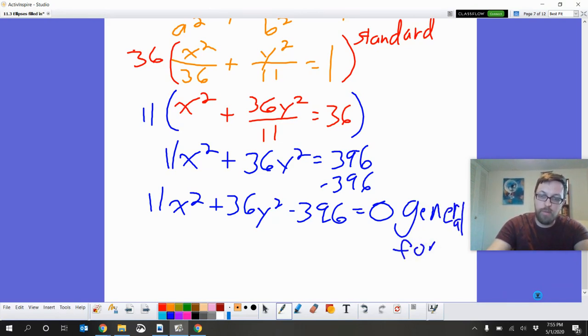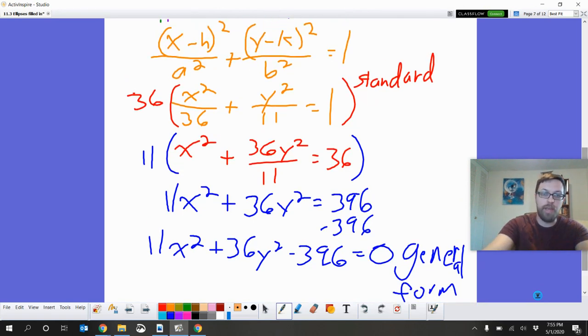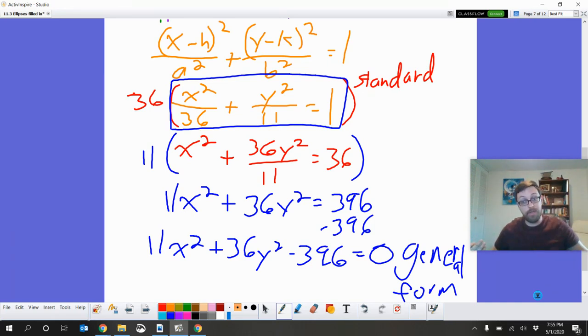If somebody wants general form for some reason or another. Standard form is way better. This form is the better form to have stuff in. But if somebody wants general form, maybe me, that's the form you need it in.